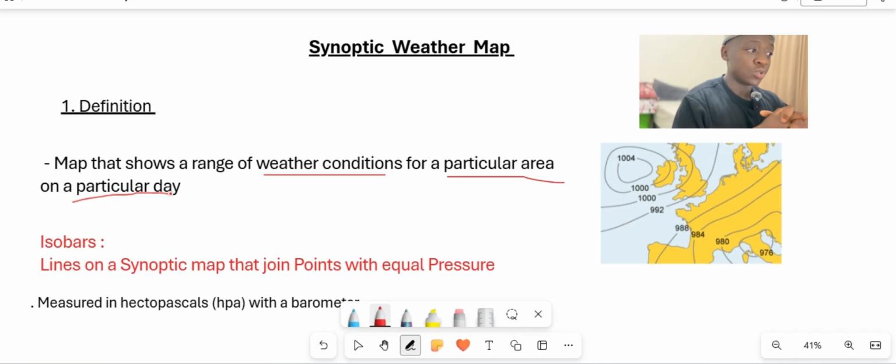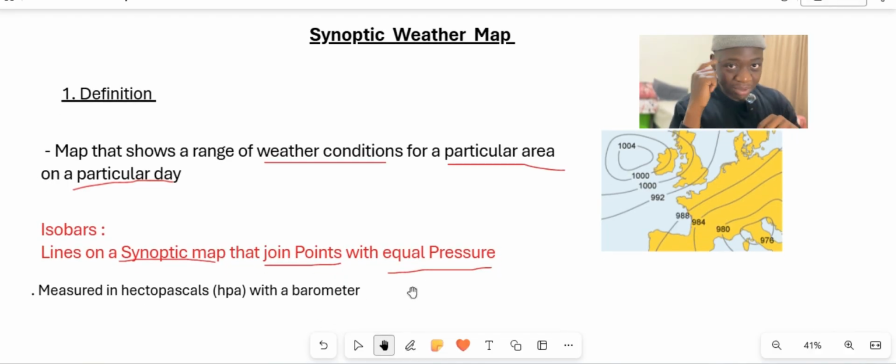So we can move on to the second point, which is what are isobars? Isobars are lines on a synoptic map that join points with equal pressure. Hopefully that is understood. But one thing you must keep in mind is that they are measured in hectopascals, HPA. So each time in an examination they ask you what isobars are measured with, you must instantly say they're measured with HPA or hectopascals.